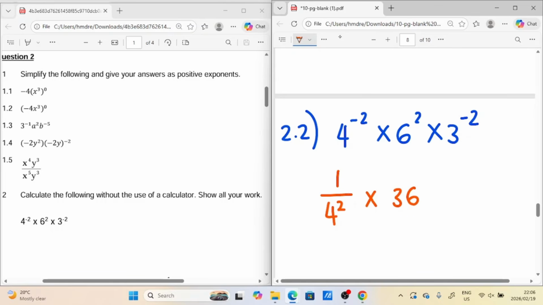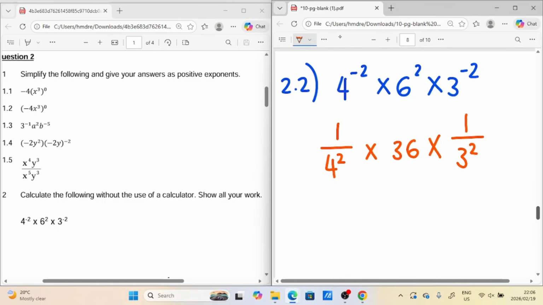6 times 6 is 36. And this one I would rewrite as 1 over 3 squared. Then 1 over 4 squared. So 1 over 4 times 4 is 16, times 36, times 1 over 3 times 3 is 9. And then it's just a case of multiplying this out.